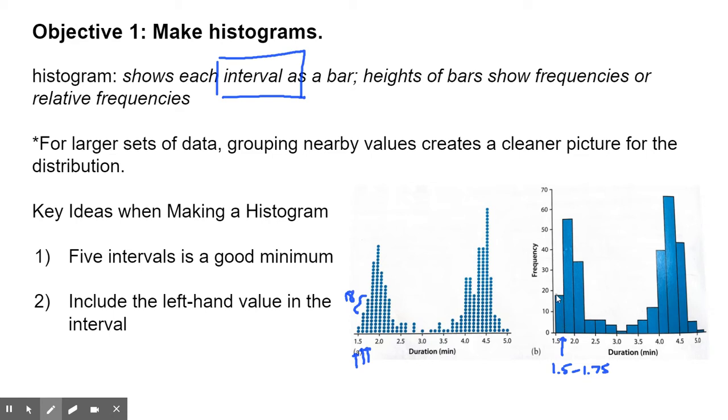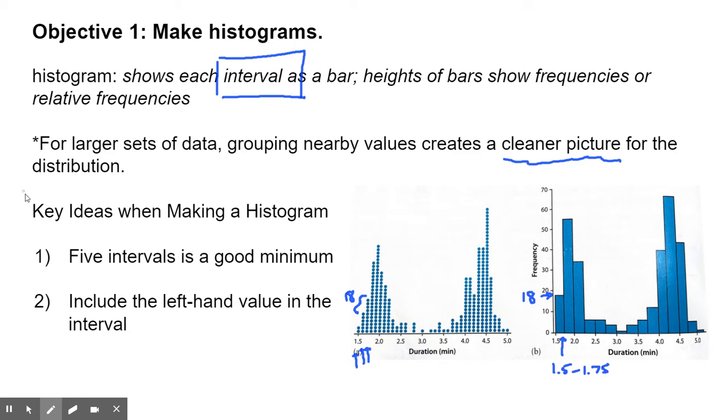And notice, where does this bar stop? This bar stops at 18. Okay, so that's the idea of what a histogram does. Okay, notice it says for larger sets of data, grouping nearby values creates a cleaner picture for the distribution. So again, a lot of times first of all, you don't want to put every dot there. And number two, I think the bar graph or this histogram looks cleaner than the dot plot. Now notice that your histogram, the bars are touching. That is something different than a regular bar chart where there's some space between the bars.